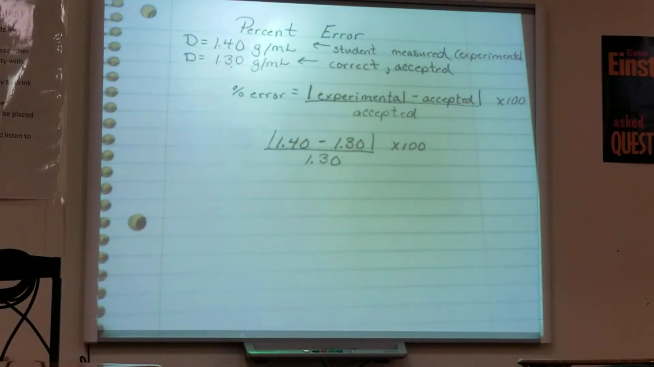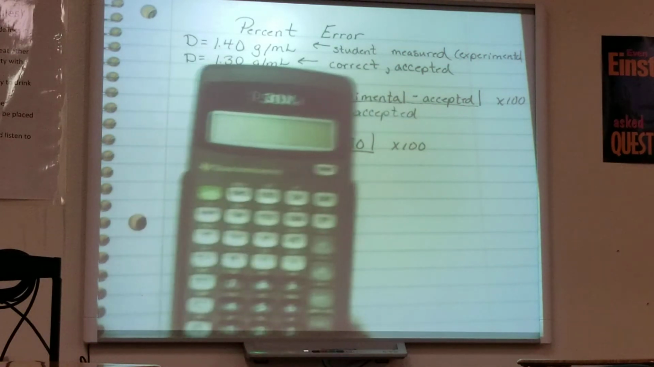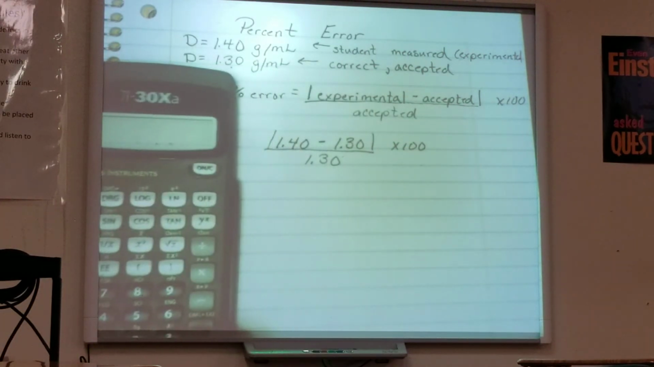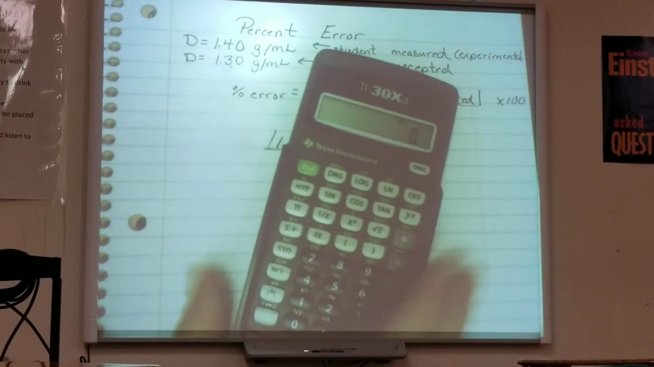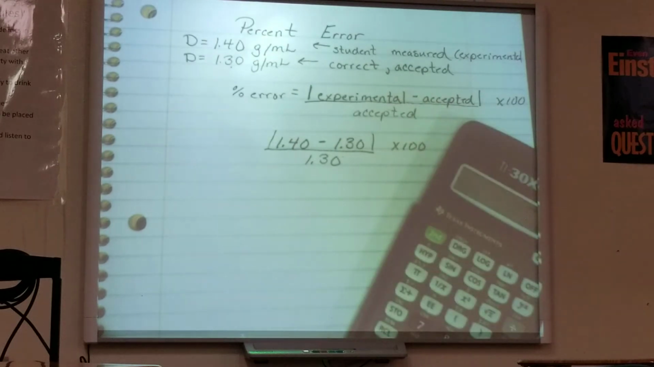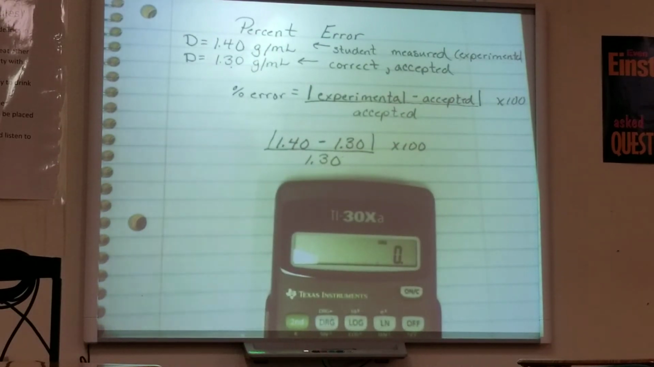All right, now follow right along with my calculator. Try to get a good spot where you can see. Okay, I'm going to plug in my numbers that I have here. So 1.4, and do this in order. You need to do the top first. So 1.4 minus 1.3. All right, there's my top answer.